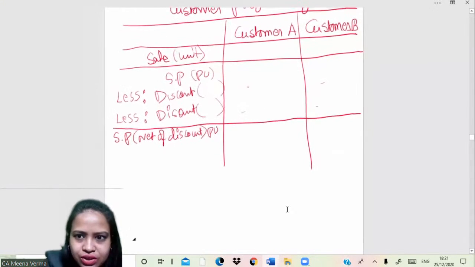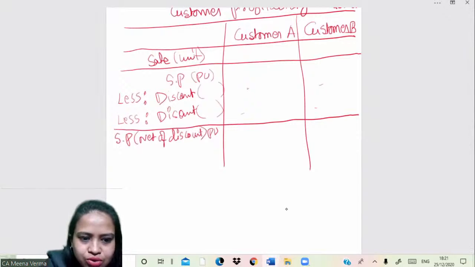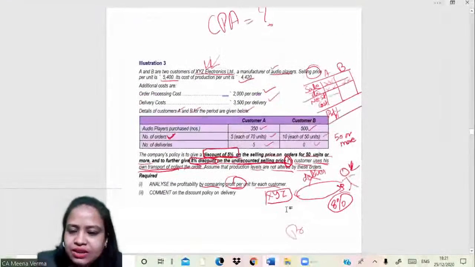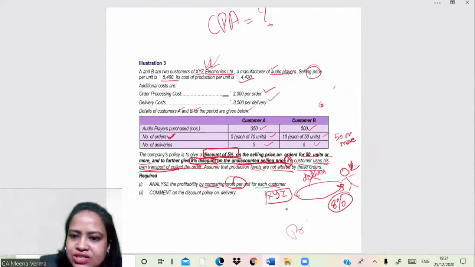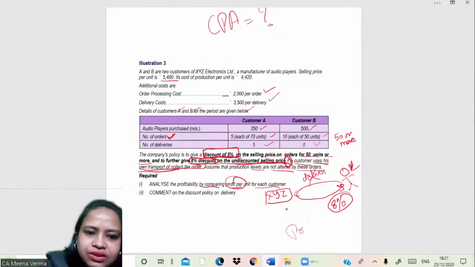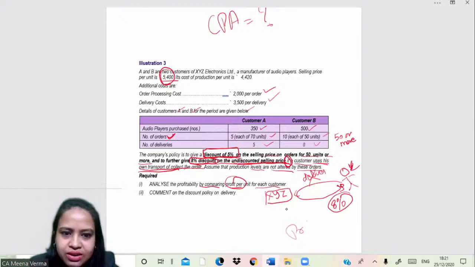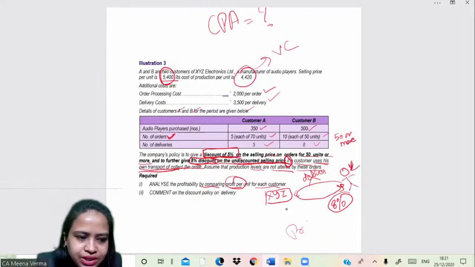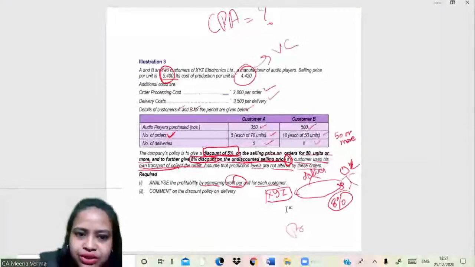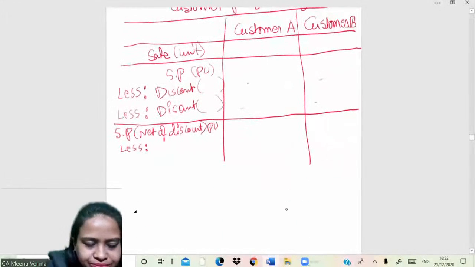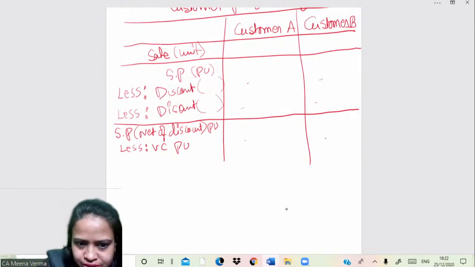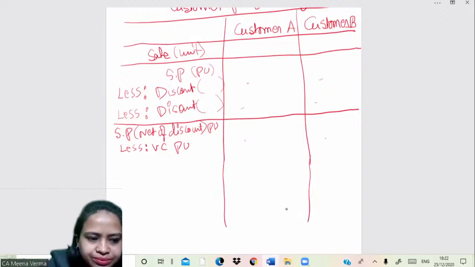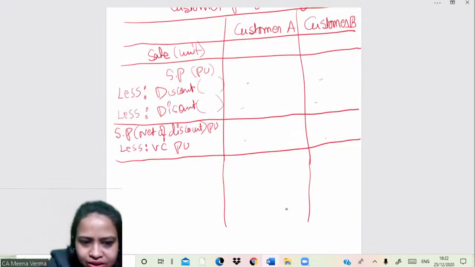After this, what will you get? You will subtract the production cost mentioned here. See, the selling price per unit is given here. And this is the cost of production, we can call it the variable cost which we have here. So this is the cost of production per unit. Less variable cost per unit; consider those values here. After this, what will you get? You will get contribution.